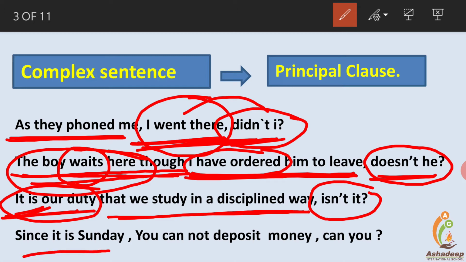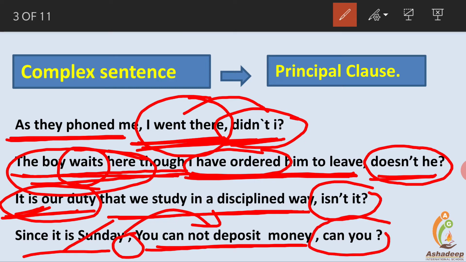Here there are two sentences. It is Sunday, you cannot deposit money. Here it is with a comma, so the second sentence will be the principal clause. And what will be the question tag for this? We will not take this. We will follow the principal clause only. You cannot deposit money. Cannot, it's negative. Question tag positive. Can you? This is the way complex sentences get a question tag.